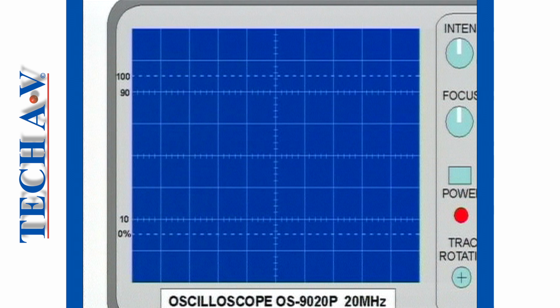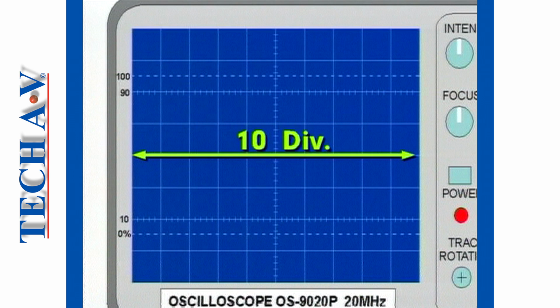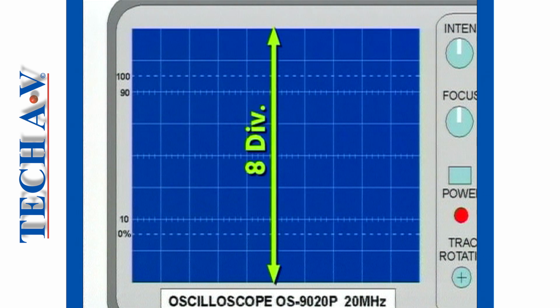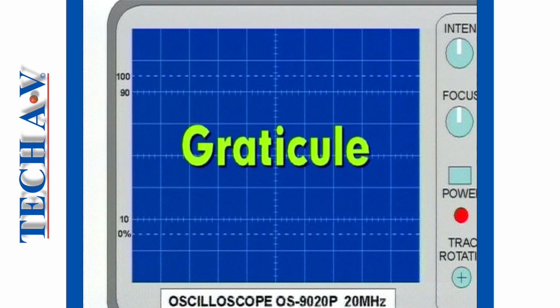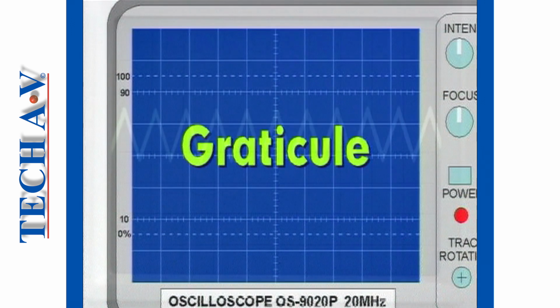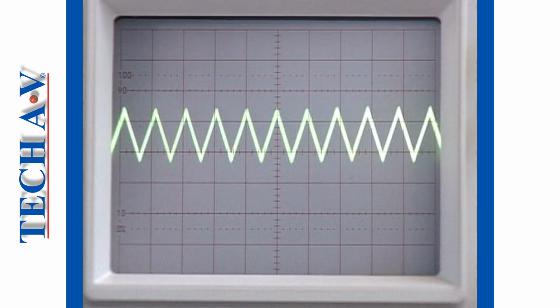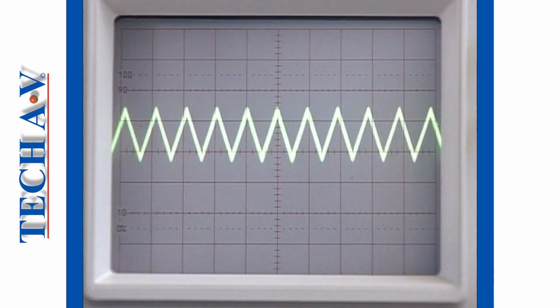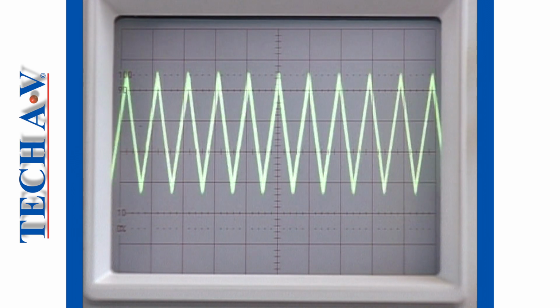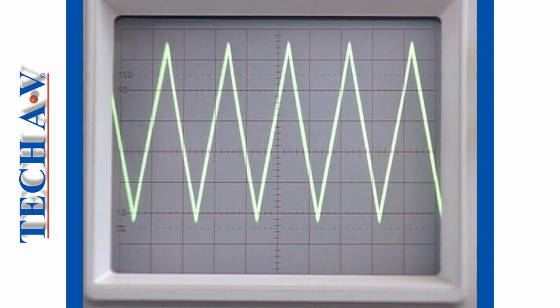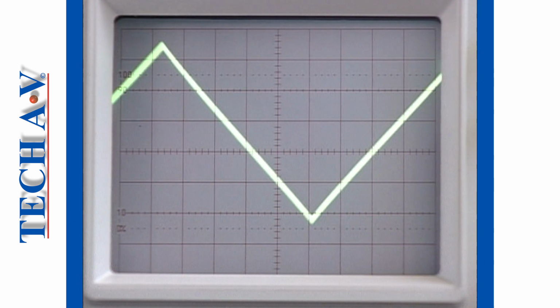The screen is divided into squares by vertical and horizontal lines. The distance between any two lines is called a division, and each division is subdivided into 5 smaller divisions. There are 10 horizontal divisions from left to right, and 8 vertical divisions from top to bottom of the screen. The square divisions collectively are known as the graticule. The graticule provides visual reference points to indicate amplitude or voltage variations on the up-down axis and measurements of period or time on the horizontal or left-to-right axis.